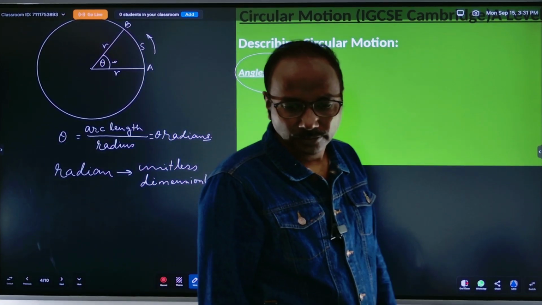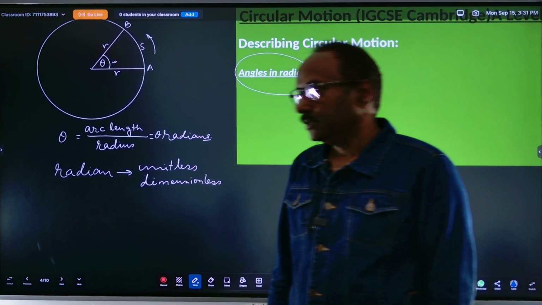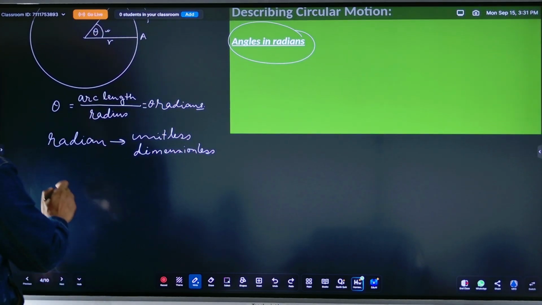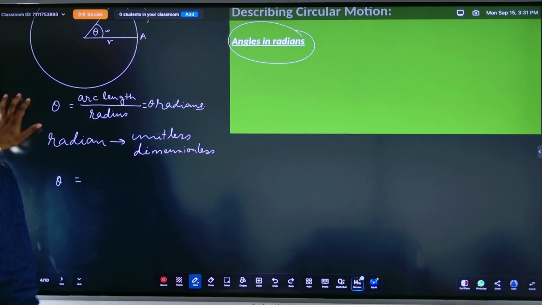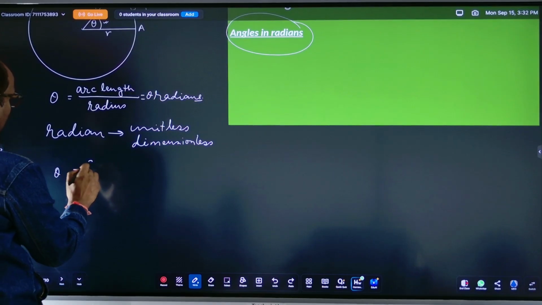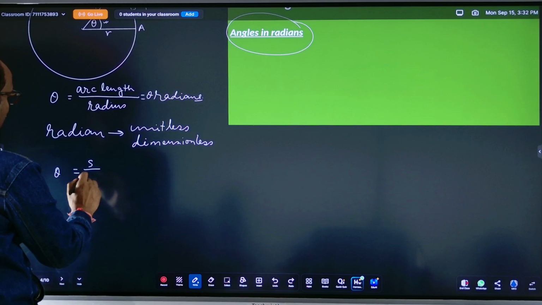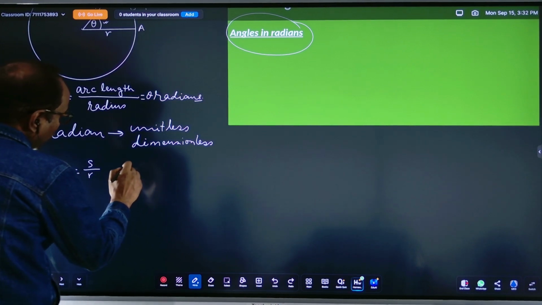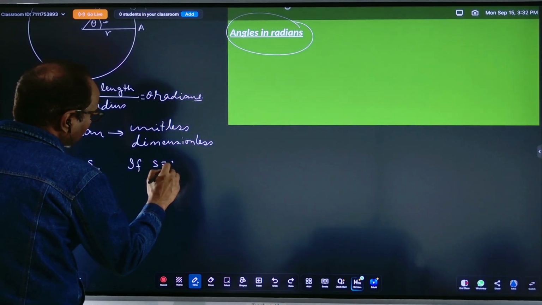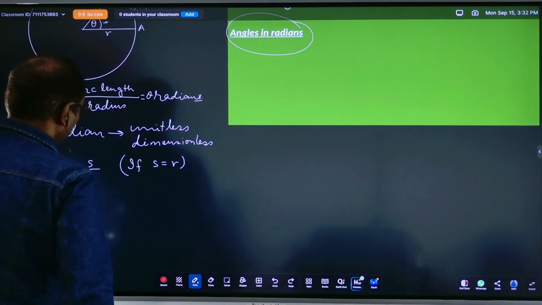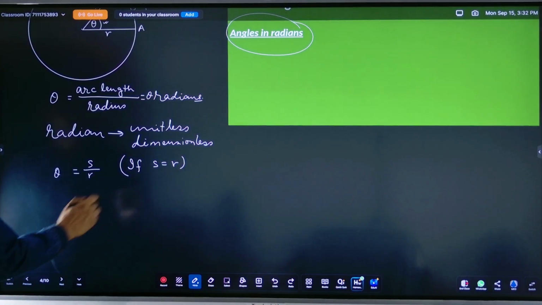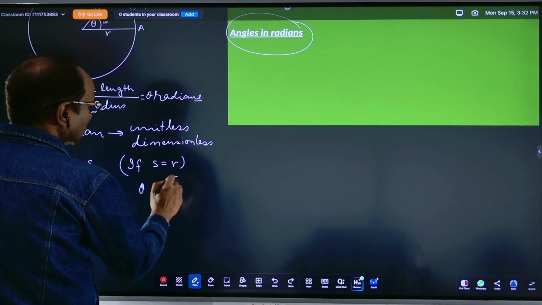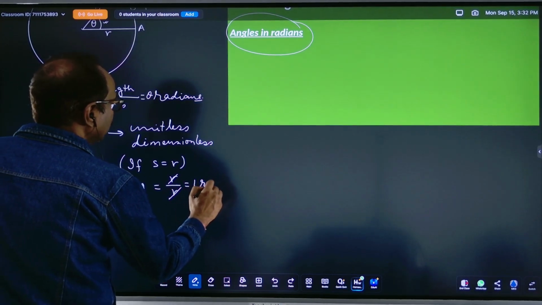Now from this equation, theta is equal to arc length, which we have said S, and the radius is R. If we make S equal to R, then theta will become R by R. This is your 1 radian.